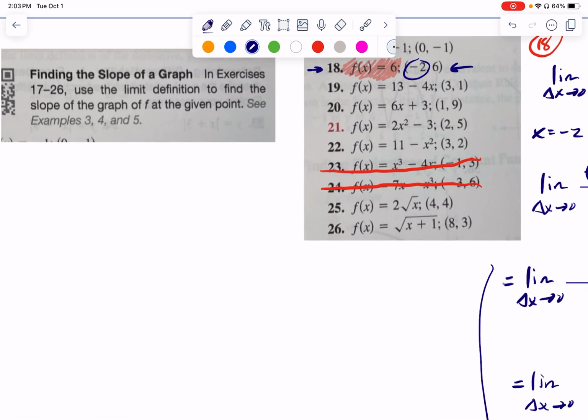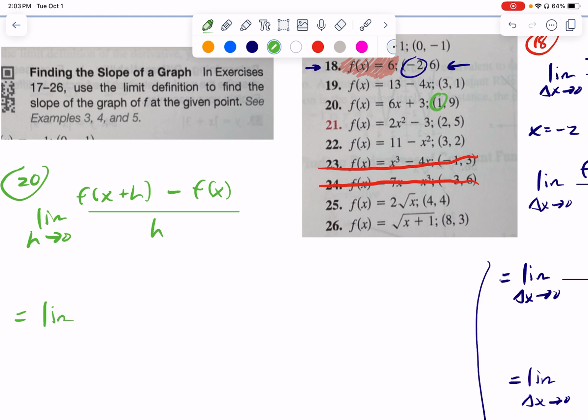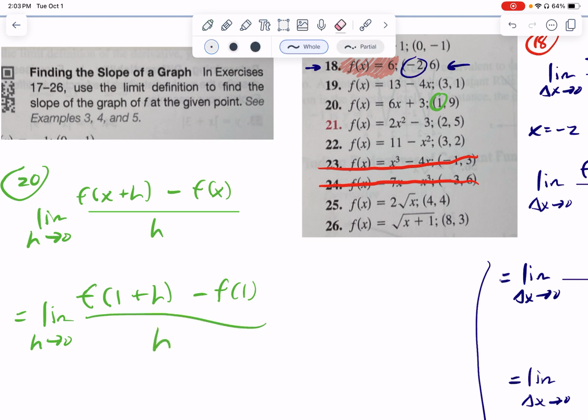Let's look at problem number 20. I will begin by writing the most generic version of this formula for finding the slope of a graph. This time I'll use h. Keep writing the formula, don't leave out the limit. And I notice for this particular example, x equals 1. So now I will rewrite it just by inserting 1 everywhere I see x. Let me make this a little bit pretty.